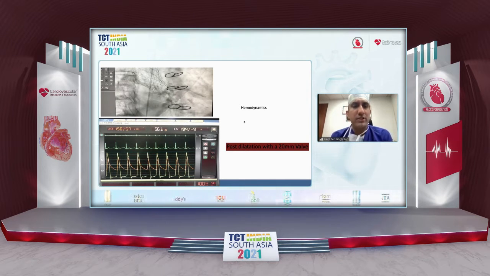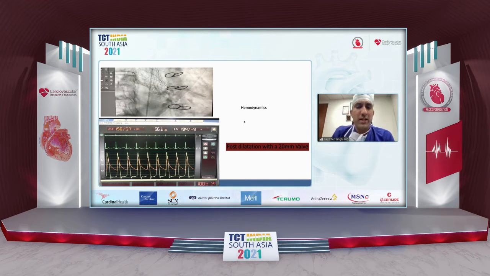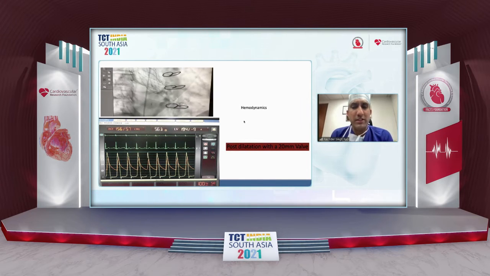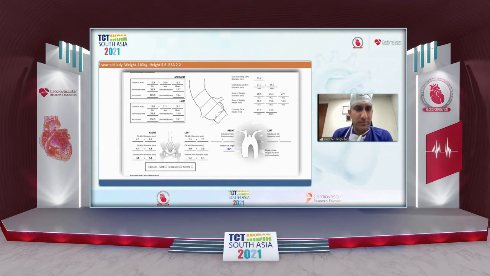Now, a few things. This patient has a 19 millimeter Epic valve, and we put in a 23 millimeter Evolut R. And for a smaller valve, we need to choose a supra-annular valve in order to have better hemodynamics. But this peak-to-peak gradient is not acceptable, and such patients need post-dilatation.